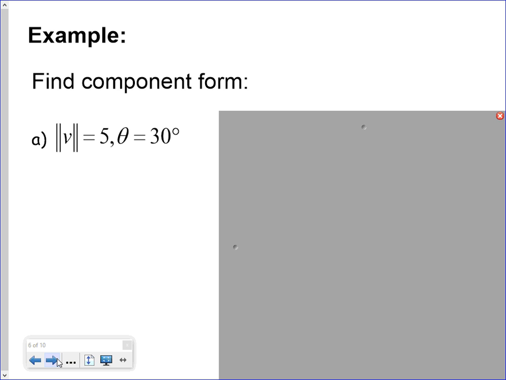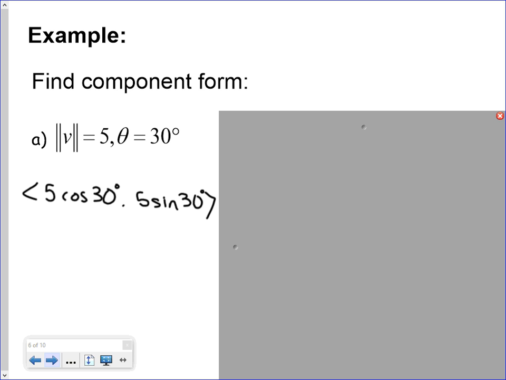To do the component form, I'd start with my horizontal component. That's magnitude times cosine. And then vertical component is magnitude times sine. Now I will say this. If it's an angle from the unit circle, then I would prefer you give me an exact answer.